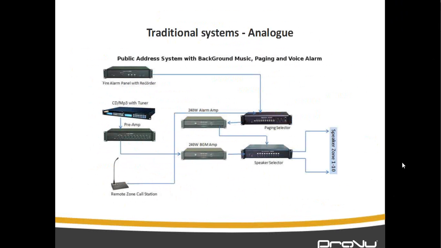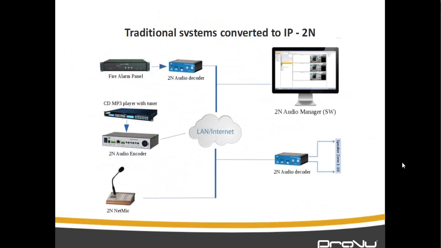So if I have to convert this or achieve the same solution with an IP version, this is how I will achieve it. This is purely for a 2N based solution, but you can achieve the same with Algo. So you can see basically I've removed all these servers, or you can call them amplifiers, in the middle, and then just use one audio decoder and one audio encoder to convert them into IP. The 2N solution is mainly managed by this audio manager software, so you will have to put a computer in, but you can basically connect everything to an audio decoder. And then you're good to go.